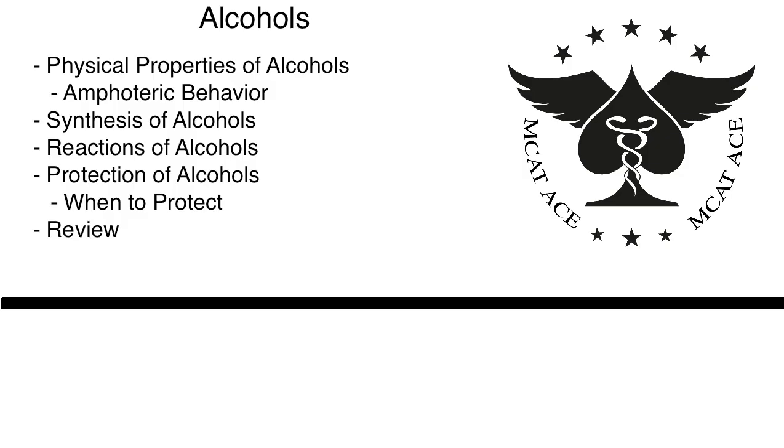And so we'll talk about some examples of when to protect your alcohols, because you don't want to be protecting your alcohol for every single reaction you go through. There are certain conditions that are going to be problematic to alcohols, especially very strong basic conditions. So things like Grignard reagents, Wittig reagents, those are going to be problematic.